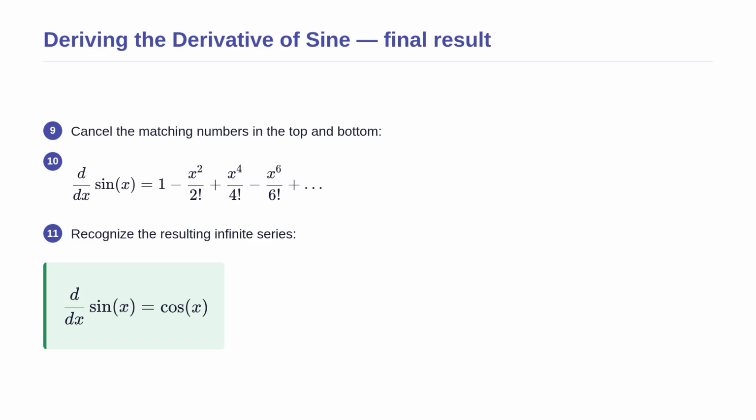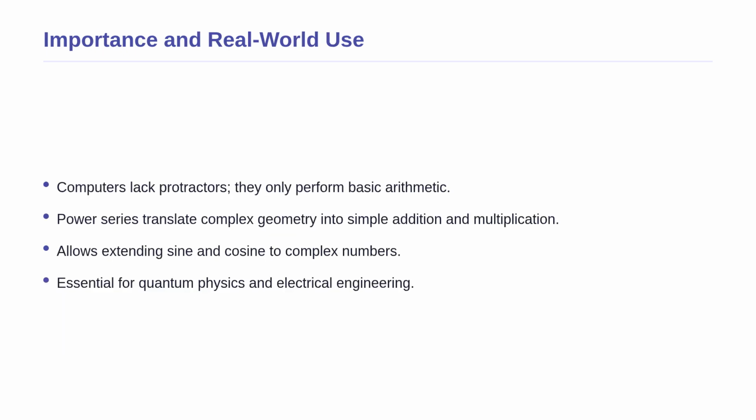Notice that this new series contains only the even powers of x, starting with the constant 1, and the denominators are the factorials of these new even powers. If we look closely, we recognize this immediately as the exact formal definition of the cosine power series. Therefore, we have rigorously proven that the rate of change of the sine wave is perfectly described by the cosine wave. So, we have proven that the derivative of sine is cosine using series.